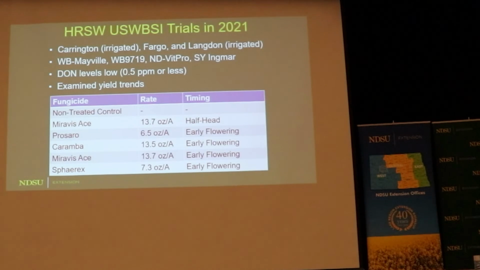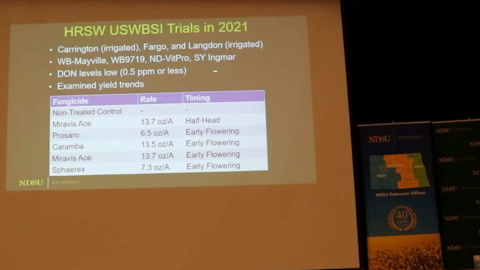Well, luckily, through funding for the U.S. Wheat and Barley Scab Initiative, I outsourced about 13 trials we conduct across the state. And what I did is I took the Harvard spring wheat data from the Carrington location, which is under irrigation, Fargo, which is dry land, and then the Langdon, which is also under irrigation.